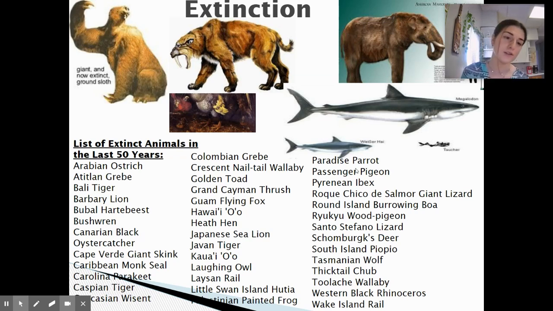So there's just so many species that have become extinct, which is some of humans' fault, and then some is just evolution. But yeah, it is sad, but very cool.